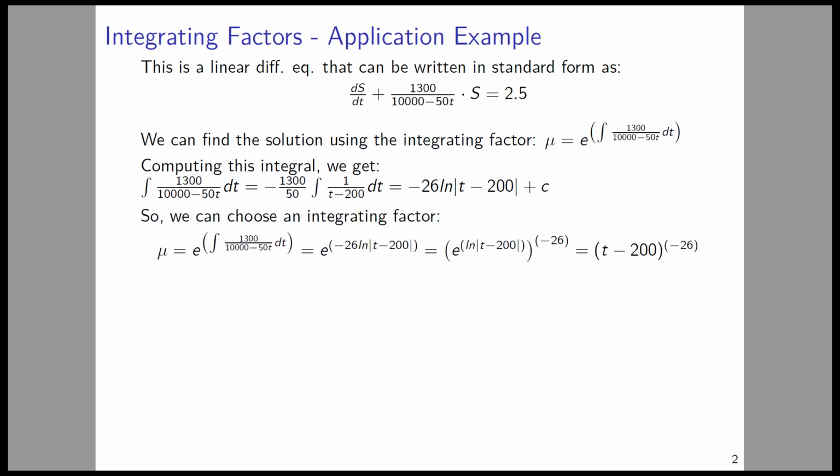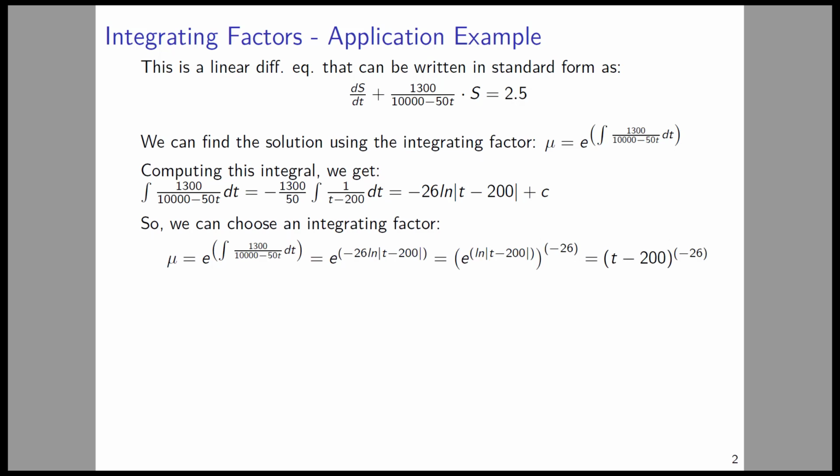So we can choose the integrating factor to be mu equals e to the integral of 1300 over 10,000 minus 50t dt, which is e to the negative 26 times the natural log of t minus 200, choosing c to be 0. This can be split up as e to the natural log of t minus 200, all raised to the negative 26 power. And we make this change because e to the natural log of t minus 200 is simply t minus 200. So we can rewrite this again as t minus 200 to the negative 26th power.